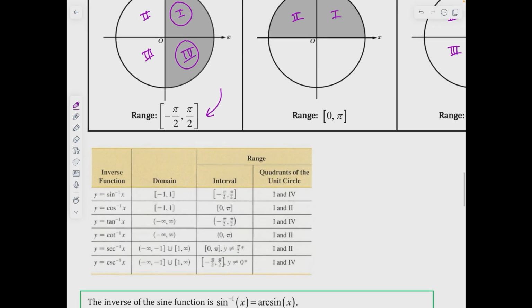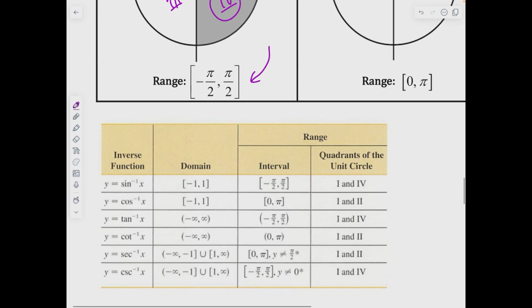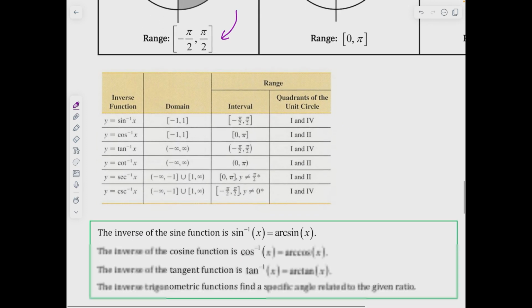Okay, so you have a table here that kind of shows you the domain, and then it shows you the interval on which it occurs for your range as well. Okay, again, two different ways of utilizing and asking the same questions. Inverse sine, arc sine, inverse cosine, arc cosine, inverse tangent, arc tangent. Okay, the inverse trigonometric functions find a specific angle related to the given ratio.